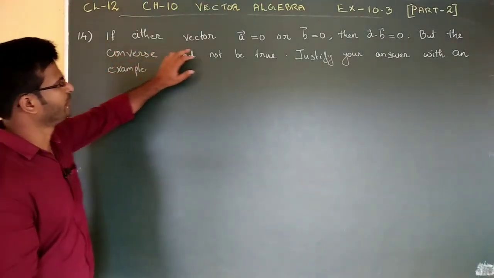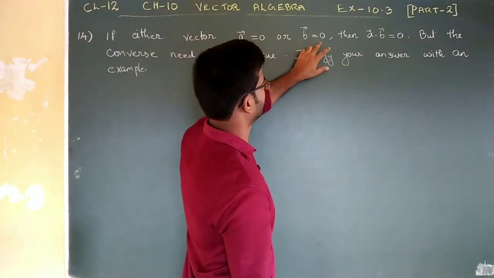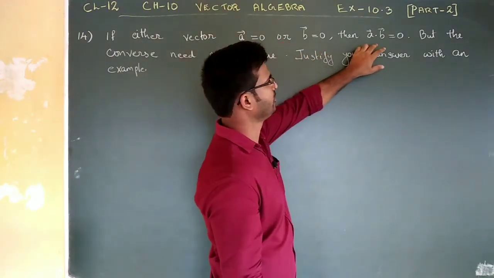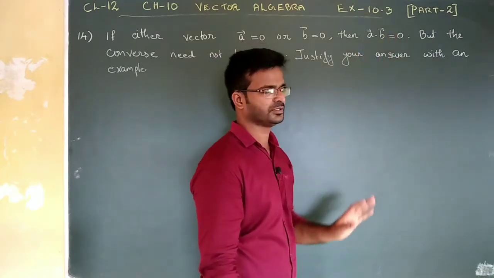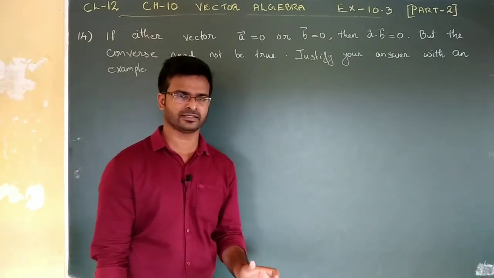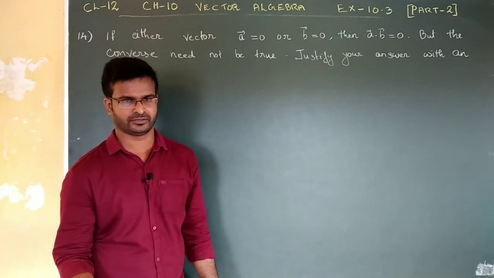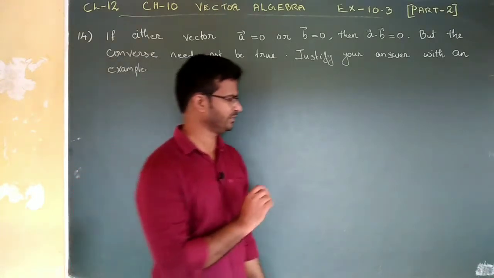If either vector A equals 0 or vector B equals 0, then A dot B equals 0. In case vector A or vector B is 0, then A dot B will surely be 0. We can see one example.